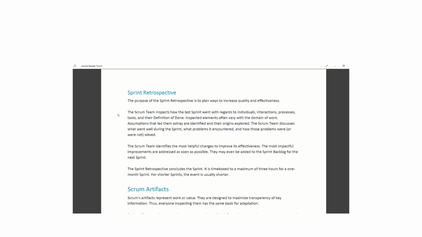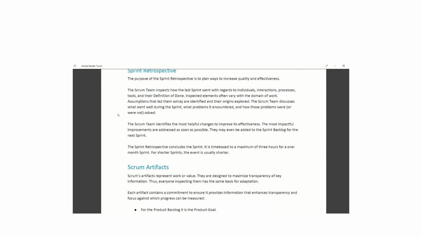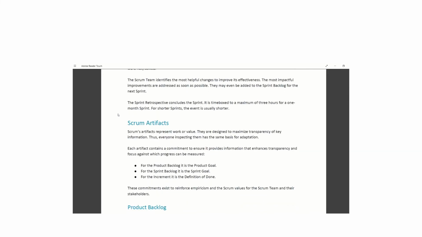The Scrum team inspects how the last sprint went with regards to individuals, interactions, processes, tools, and their definition of done. Inspected elements often vary with the domain of work. Assumptions that led them astray are identified and their origins explored. The Scrum team discusses what went well during the sprint, what problems it encountered, and how those problems were or were not solved. The Scrum team identifies the most helpful changes to improve its effectiveness.